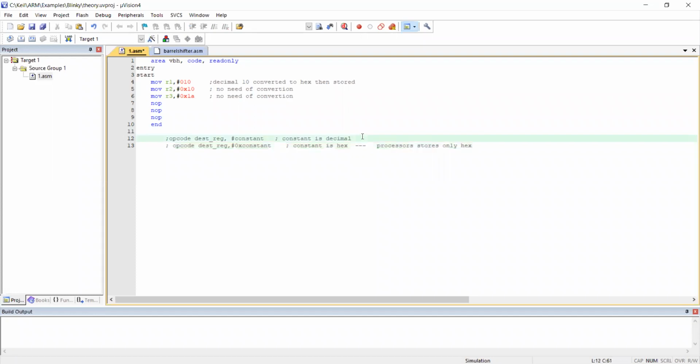But what is the problem here? The problem is that it was collected in decimal, but the definite thing about storage is that it will be in hex. So what do we have to add here? An extra step, called conversion. Hope you are understanding now. Opcode, destination, constant. Again opcode, destination, constant.